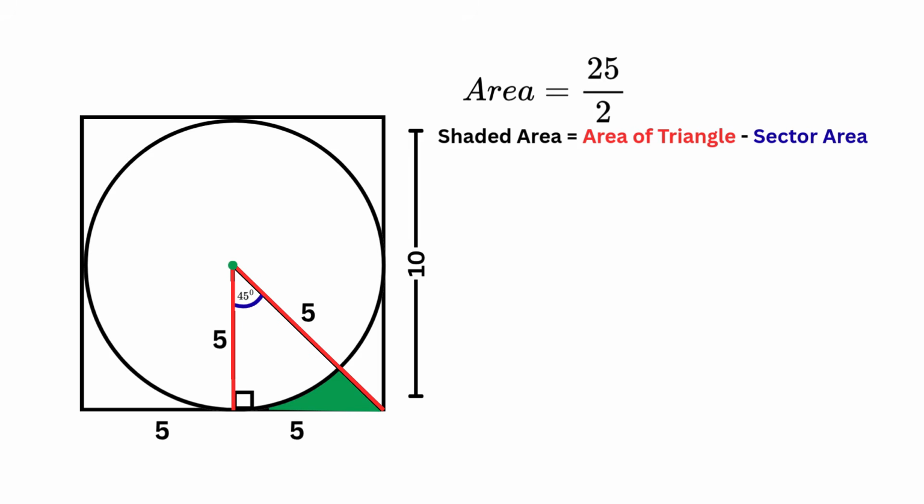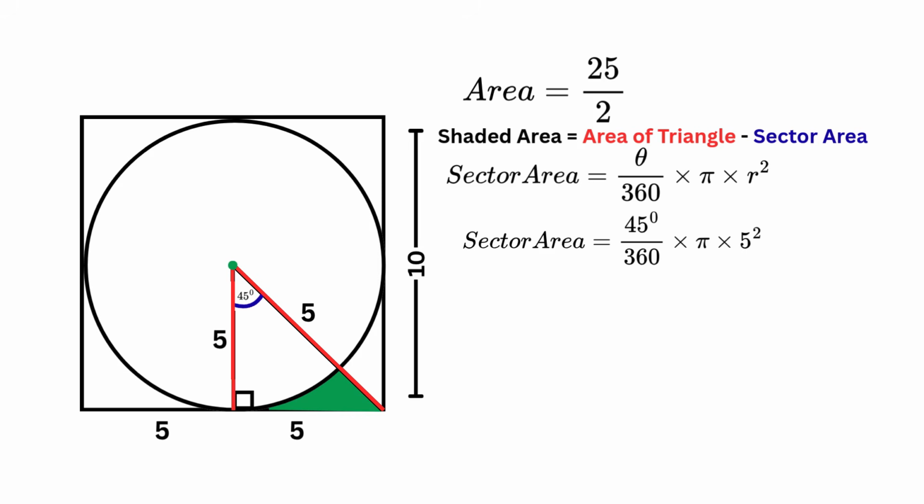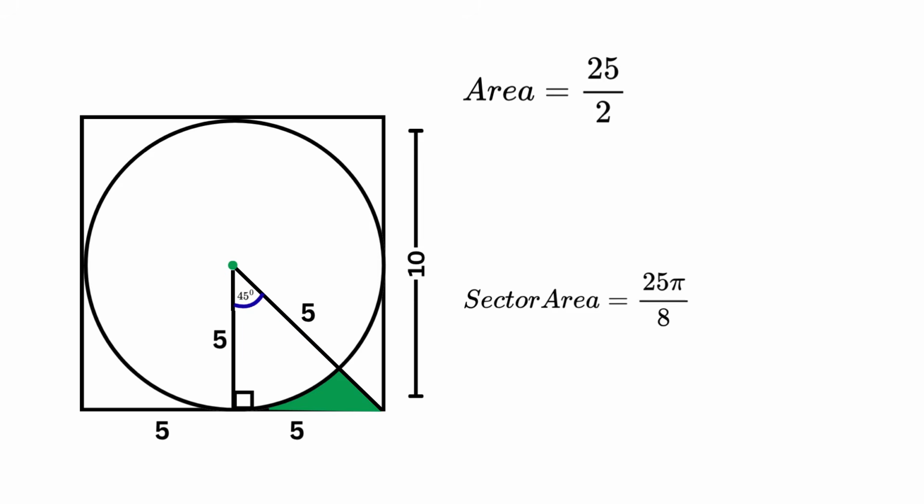Now, to find the sector area, we use the sector formula. The sector area formula is angle divided by 360 times pi times r squared. Here, the angle is 45 degrees and the radius is 5. Putting these values into the formula, we get 45 divided by 360 times pi times 5 squared. After simplification, this equals 25 pi divided by 8, and that is our sector area.